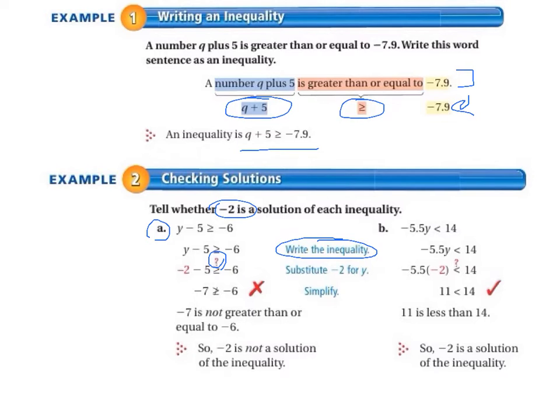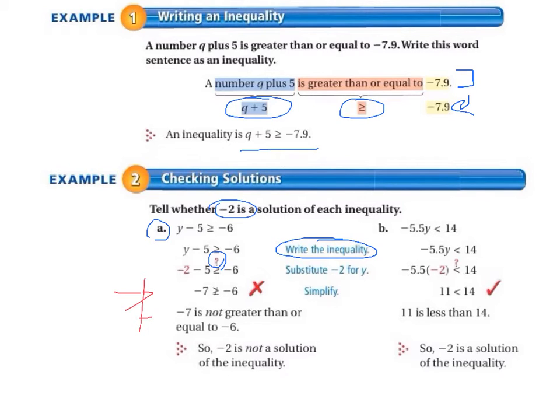And then we subtract. We have negative 2 minus 5, which equals negative 7. And then we see that that is not greater than or equal to negative 6, because in fact negative 7 is less than negative 6. So since negative 7 is not greater than or equal to negative 6, we put a line through the greater than or equal to sign. Anytime we have a sign with a line through it, it means it is not that sign. So negative 2 is not a solution to the inequality.